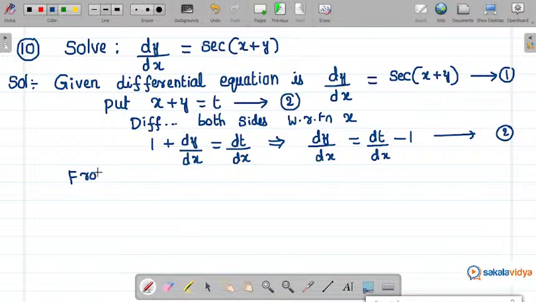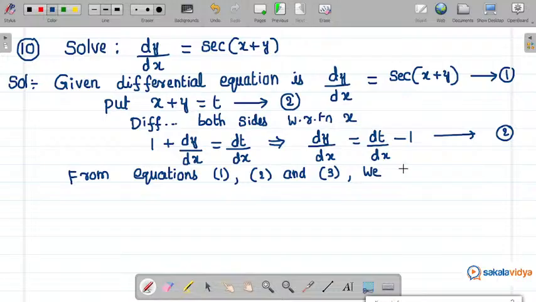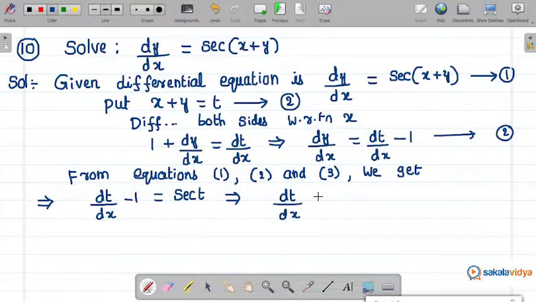So now from equations 1, 2 and 3, what do we get? In the place of x plus y, replace t. In the place of dy by dx, dt by dx minus 1. So now we get dt by dx minus 1 equals secant t. Now dt by dx is equal to 1 plus secant t.